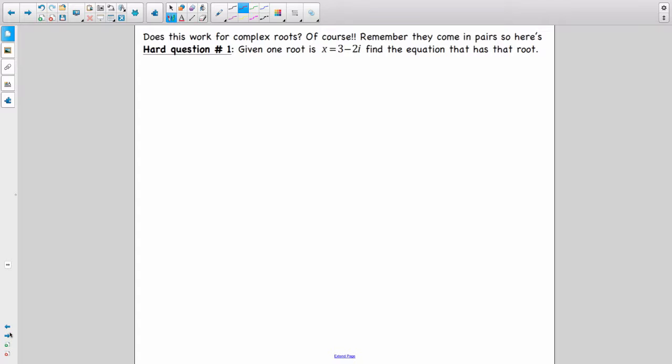What about these complex businesses, right? How about this one, 3 minus 2i? Someone tells you, now this is the tricky part, someone says, hey, I've got a root and it's 3 minus 2i. You tell me the equation that came from. What I said in the beginning is so important. You must recognize that these will always come in pairs. So if someone's sneaky and tells you that one root is 3 minus 2i, you're going to know the other one is 3 plus 2i. So here's my first root. Here's my second.